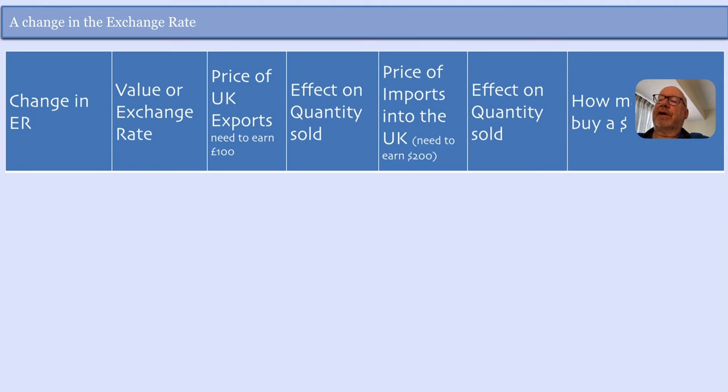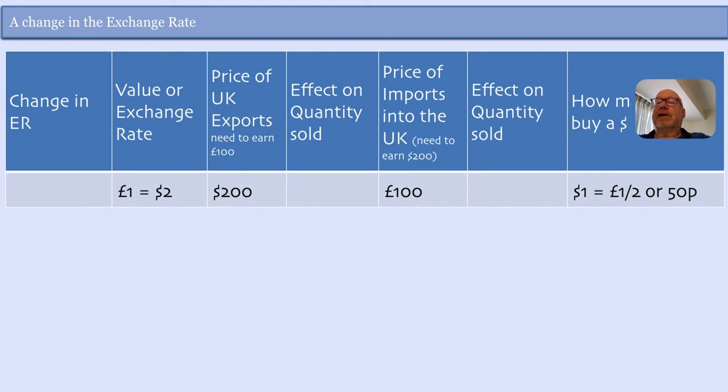What we're talking about here is looking at a change in the exchange rate, okay, and then the value. I'll give you some examples: the price of exports and the price of imports, okay. So in this case, the first thing that we're saying is, and always do this in the exam, give yourself easy numbers to work with. The value of my pound is $2.